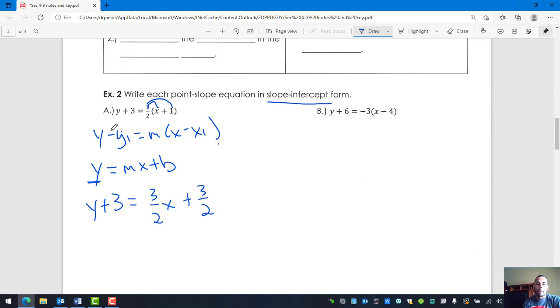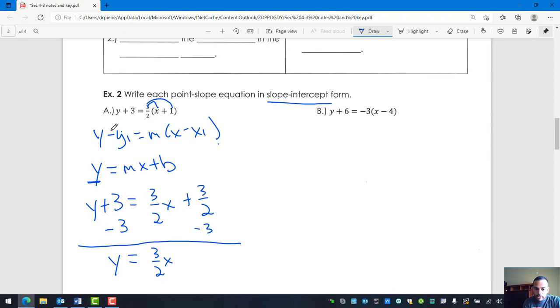Okay, so I'm super, super close. All I got to do is get y by itself. And the only thing that's next to y right now is that plus 3. So how do I get rid of a plus 3? I have to subtract 3 from both sides. So I subtract 3 from the left, and I also subtract 3 from the right. Now we got to combine like terms here. On my left side I'm going to have just y. The 3/2 x stays by itself.